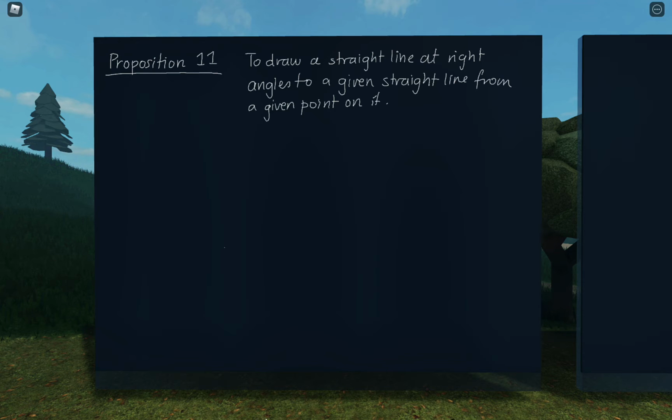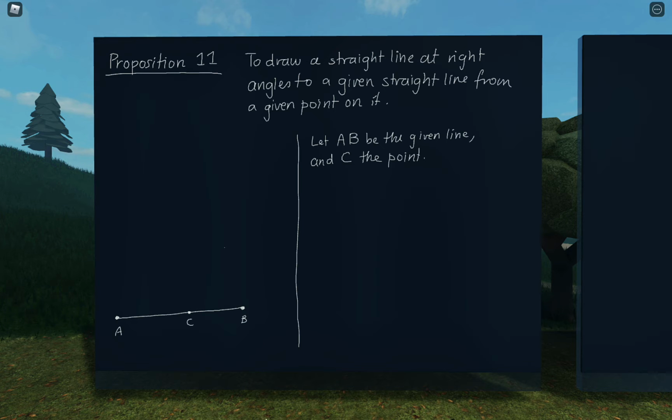Okay, so let AB be the given straight line and C the point. So we have to draw a line from the point C, which is at right angles to the straight line AB.